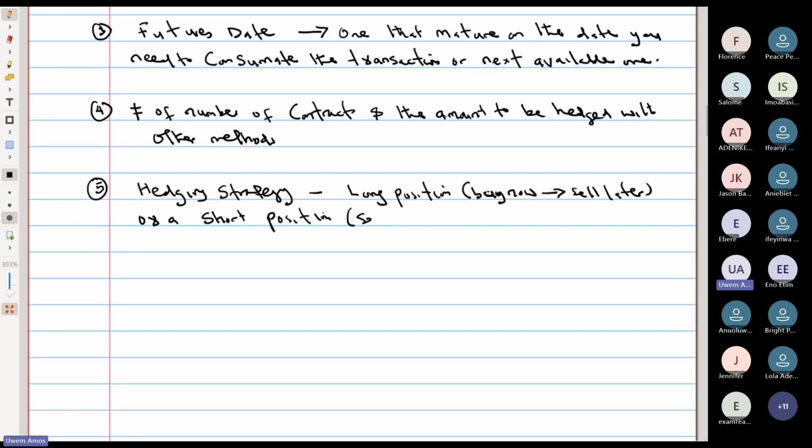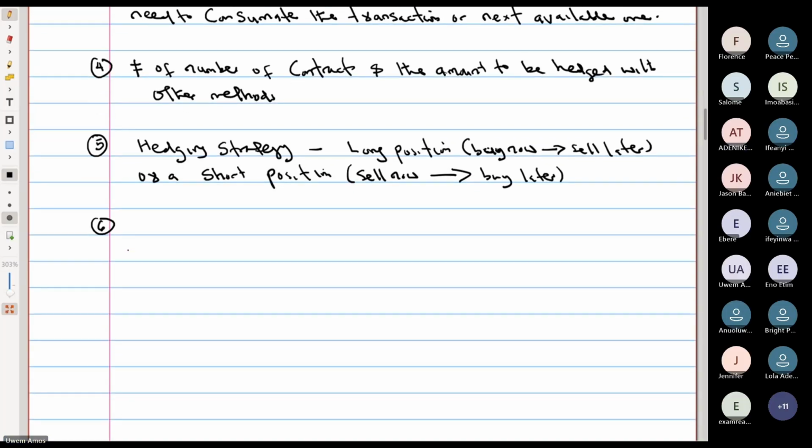Which is sell now, buy later. We mentioned that futures have a fixed maturity date because they're standardized contracts. So if, for example, you buy a contract that is maturing in June, but you need to make your payment or your receipt in April, that means you're not holding it until it matures. If you're holding it until it matures, it's pretty straightforward. When it matures, you consummate your transaction.